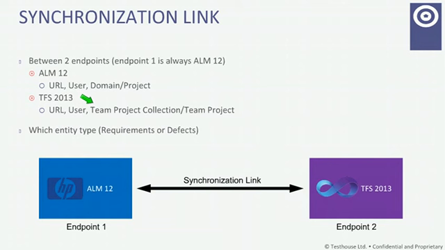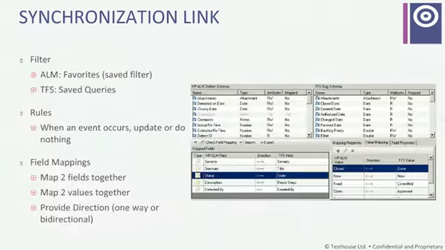Once you specify this, you also need to specify which type of data, which entity type, you want to synchronize. You can either synchronize requirements or defects. And if you want to do both, you will have to create 2 synchronization links. Once you created this synchronization link, you can then specify a few things.